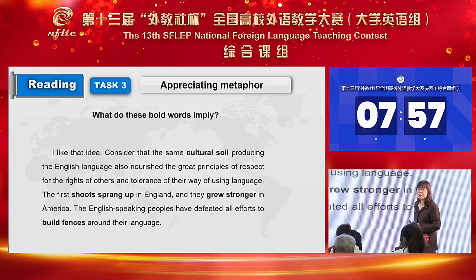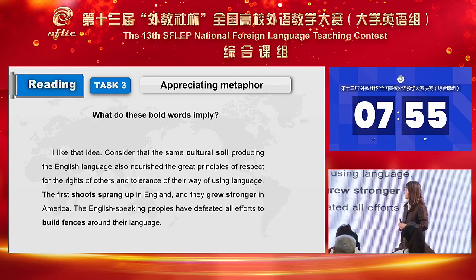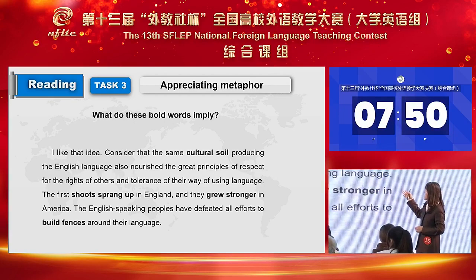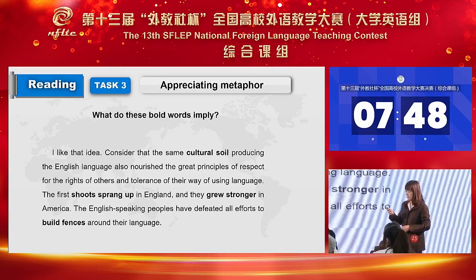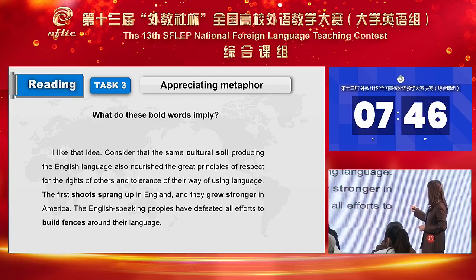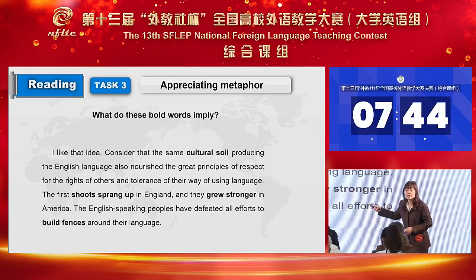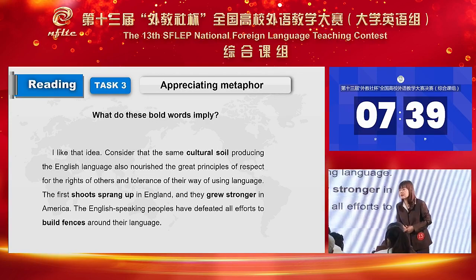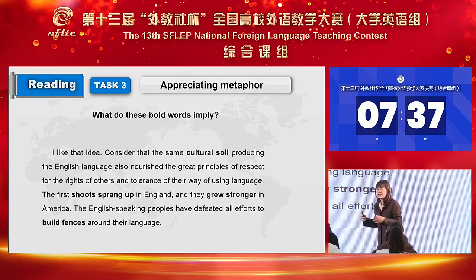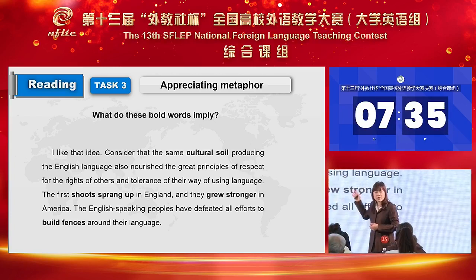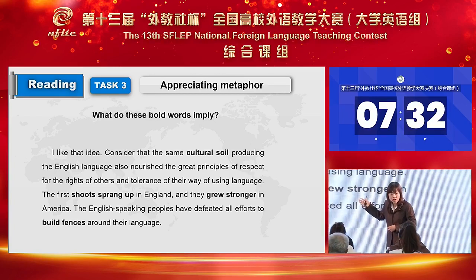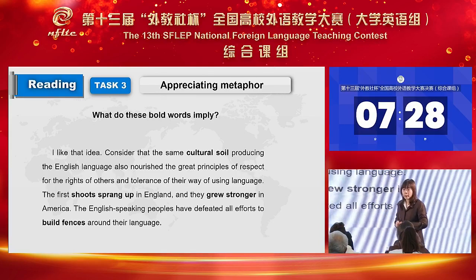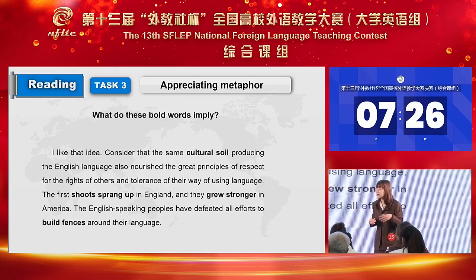Now, let's come to the last part of our text. This is paragraph 18. Can you read and find out what these bold words imply? We have cultural soil, shoots sprang up, grew stronger, and built fences. Well, what is the scenery that the author has created with these words? Think about it. Soil, shoots, and built fences. Well, it's actually the scenery of a garden.